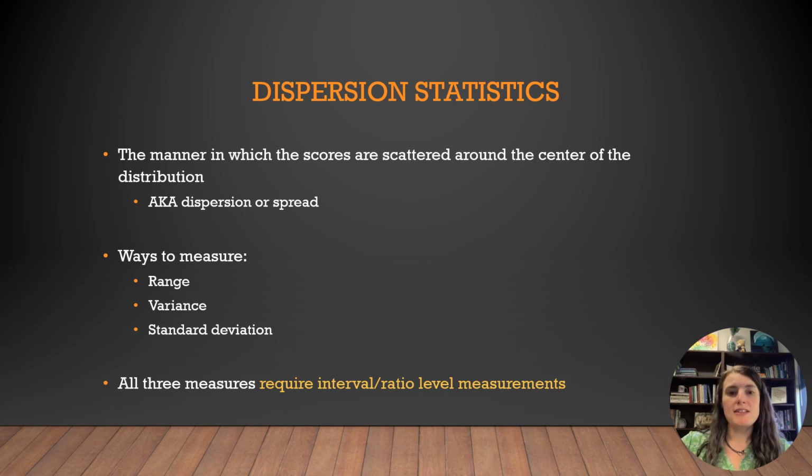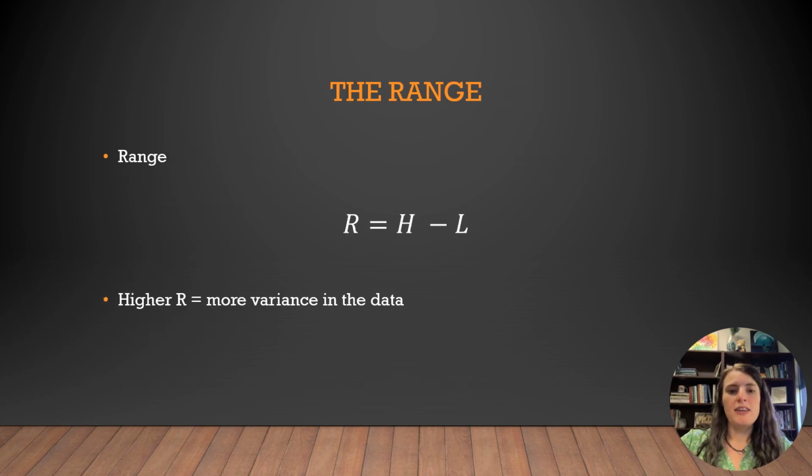There are three methods used to measure dispersion: range, variance, and standard deviation. One of the important things that I've highlighted here on this slide is that all three of the dispersion statistics require interval or ratio level measurements, so you will not be able to do any of these calculations on a categorical variable. The first up is range. This is the easiest dispersion statistic to calculate, but it's also kind of the least helpful.